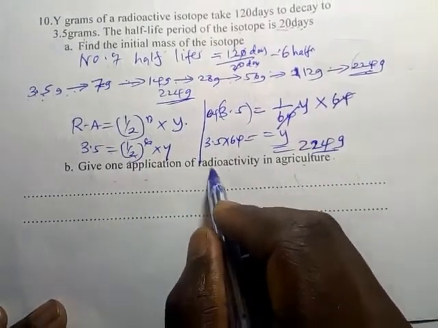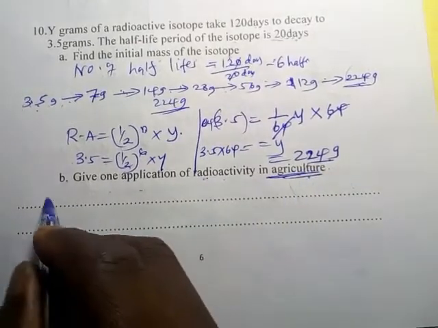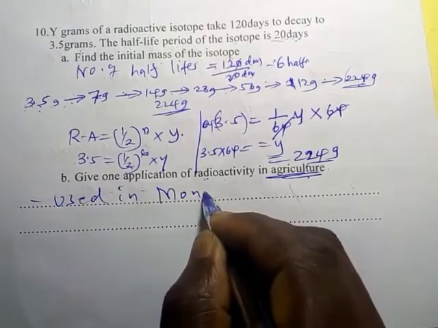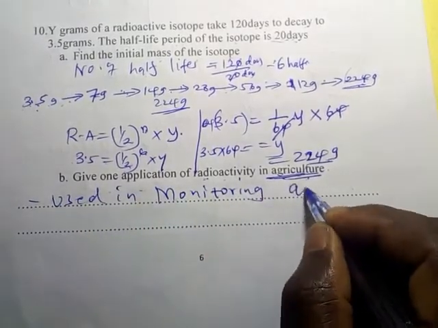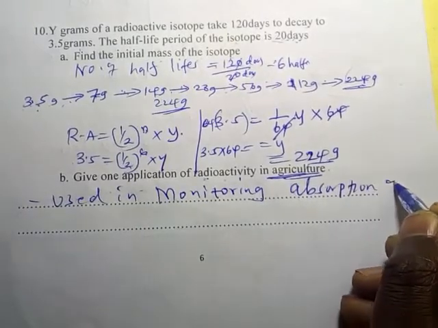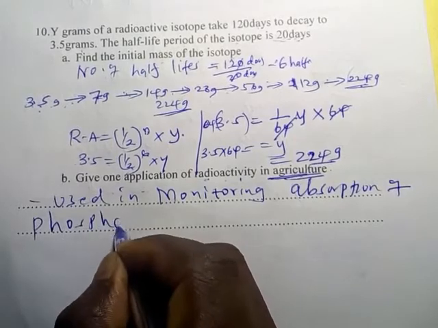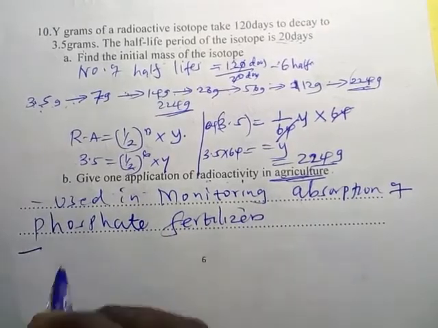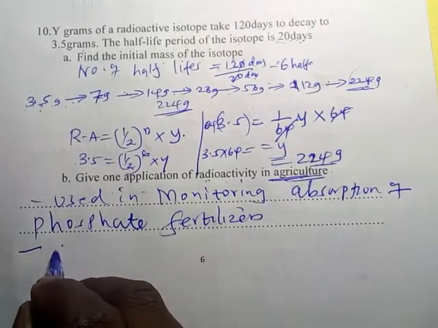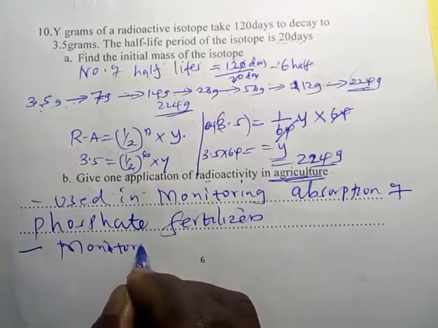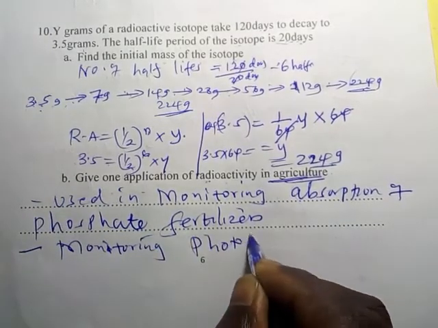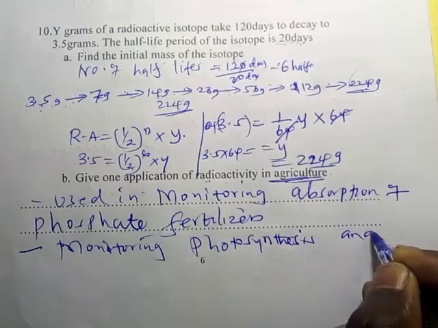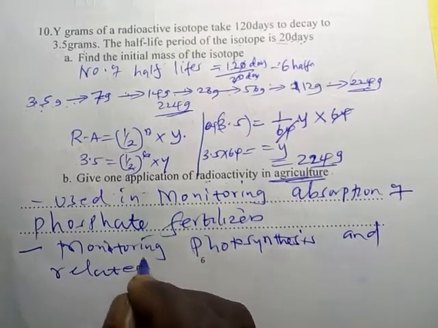One application of radioactivity in agriculture is that it is used in monitoring absorption of phosphate fertilizers. Another one is used in monitoring photosynthesis and related processes.